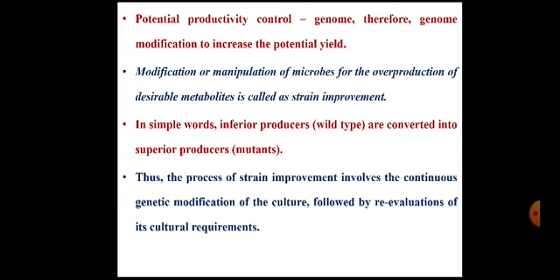organisms. Therefore, the process of strain improvement involves continuous genetic modification. As I said, it is not a single step, it is a series of steps, it is a campaign. Therefore, it involves the continuous genetic modifications of the culture. So the genetic modification steps may be repeated several times in order to increase the productivity. Modifications are applied and the productivity is checked. Modifications are applied and the productivity is checked. So this process is repeated several times. Therefore, a single organism may receive mutagenic treatments several times. This is followed by the re-evaluation of its cultural requirements.